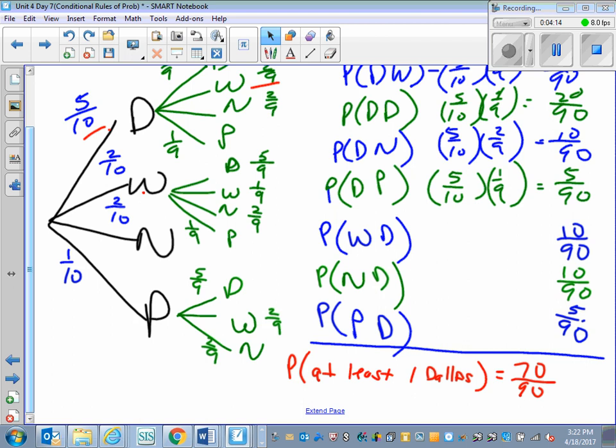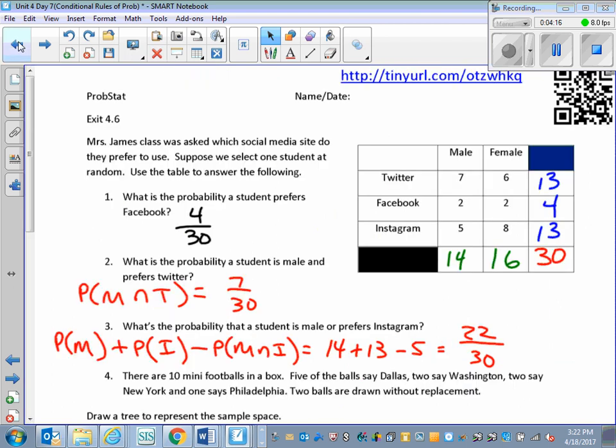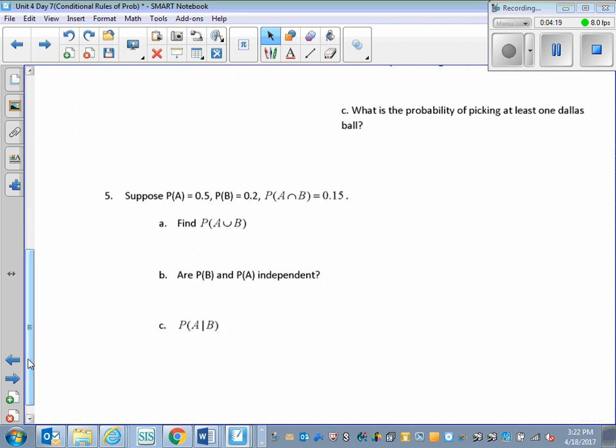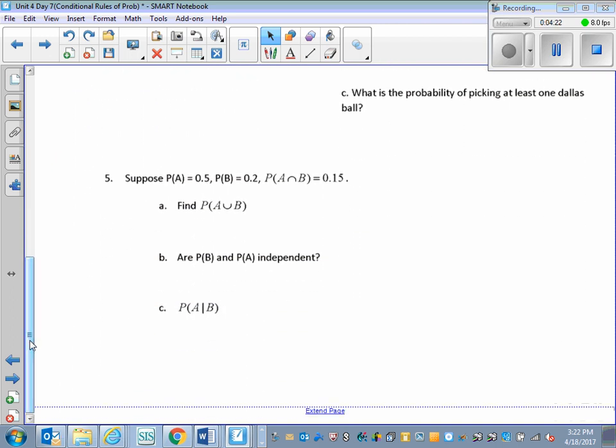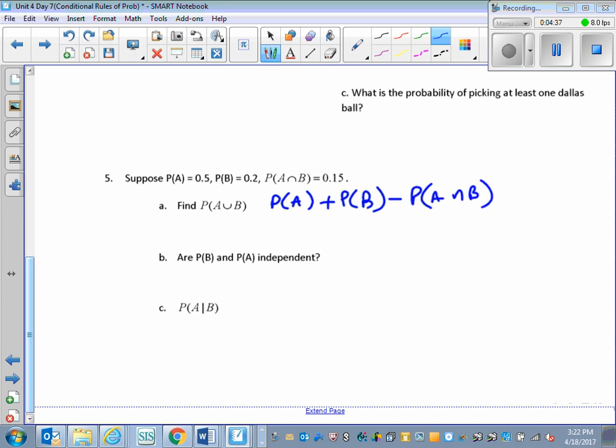Okay. Now, let's take a look at question 5. So we have the probability of A, B, and A and B. So again, we can use the addition rule for the first part, which is going to be the probability of A plus the probability of B minus the probability of A and B. So that's going to give us 0.5 plus 0.2 minus the 0.15. So that's going to be 0.55 is the probability of A or B.